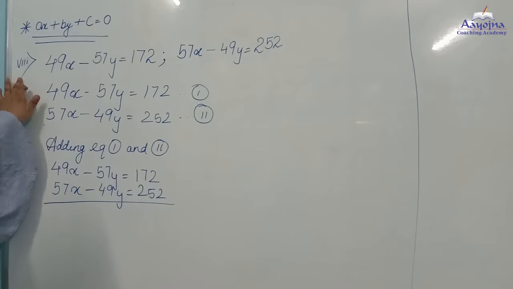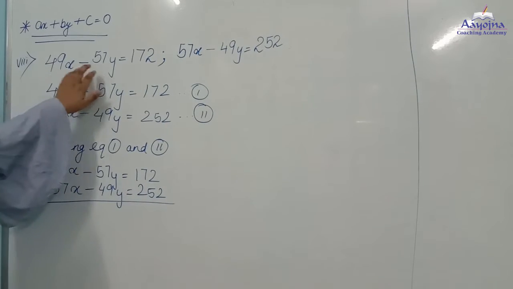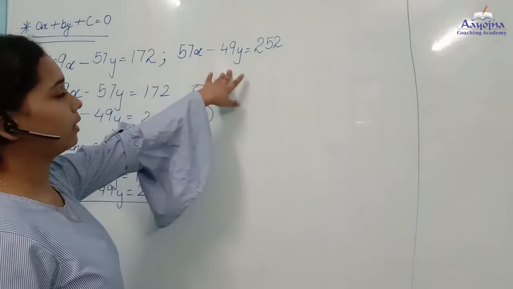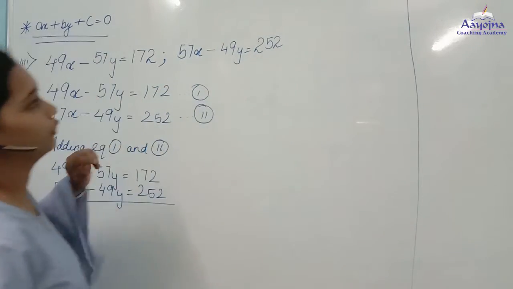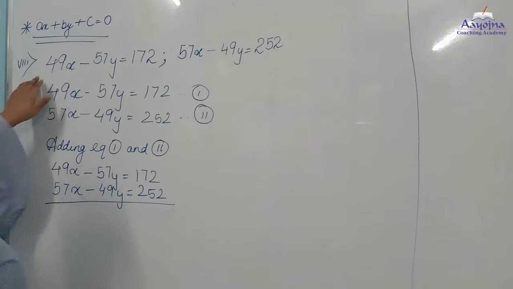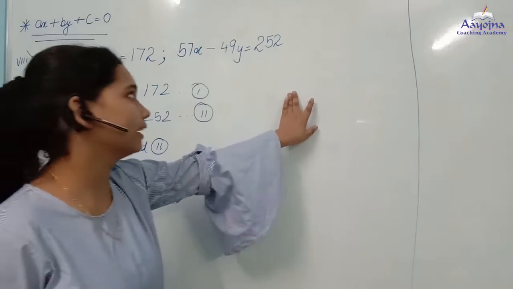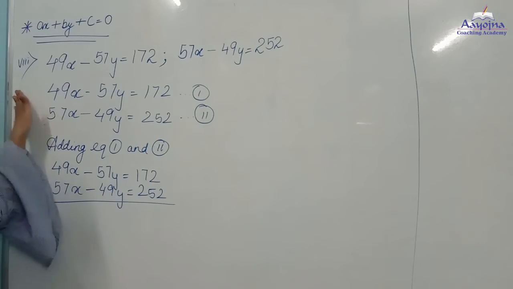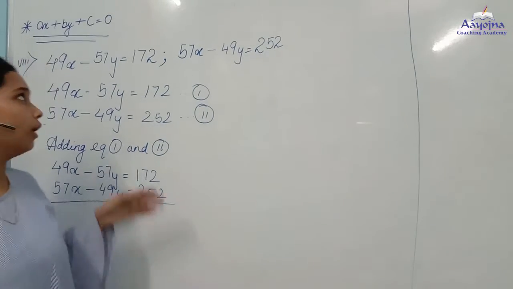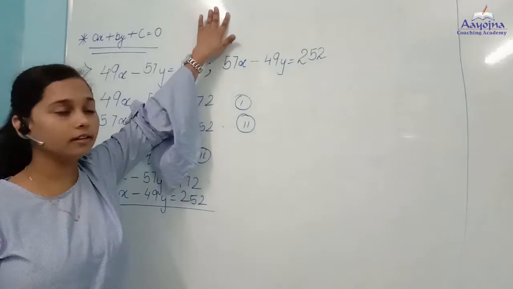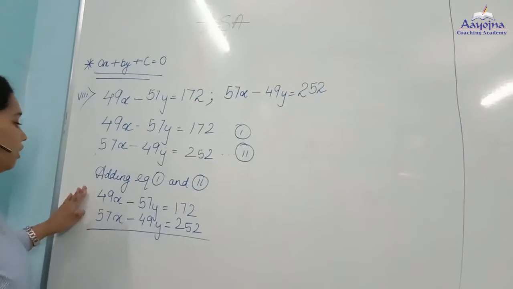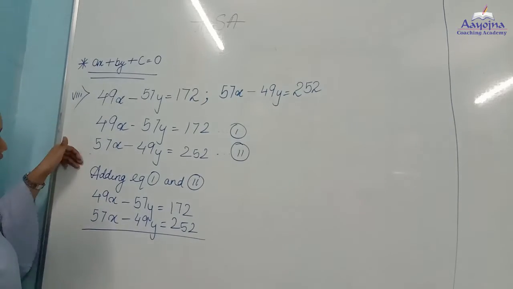So here the 8th sum is 49x minus 57y is equal to 172, and 57x minus 49y is equal to 252. As I said earlier, this is the first equation and this is the second equation. I have written both the equations. For this sum, we cannot make anything common out of them. So I am going to follow the ASA method, that is addition, subtraction and then again addition. We will add equation 1 and 2.